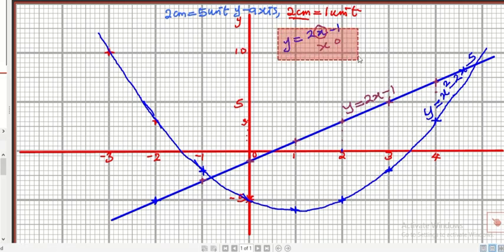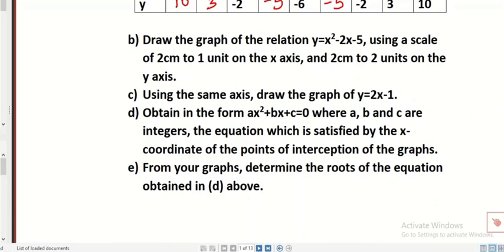Obtain. Okay, we have to go and let me clean this part of the graph, and I also have to write the equation of the straight line in order to identify what kind of. Let's go back to the question and find out in number D. Yes, D is where I am right now. You say obtain in the form of a square plus b square, where a and b satisfy the equation, the coordinates of the points of intersection of the graph.